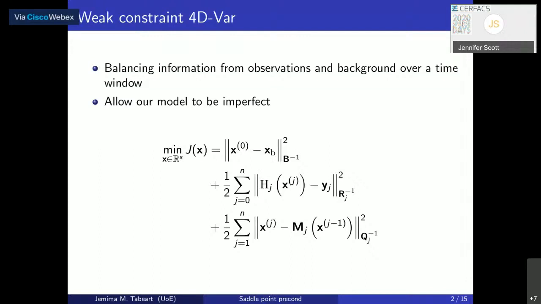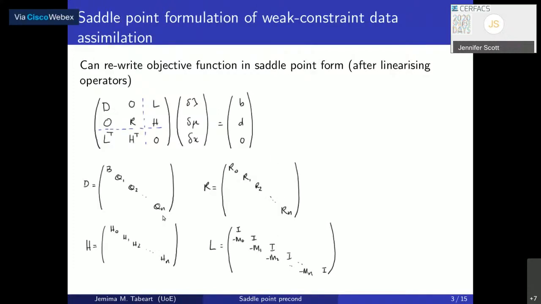So in anticipation of this, I don't really have that much motivation because I'm looking at the same problem that Yeva's looking at. So we're in the weak constraint 4D-Var case. I want to balance information with observations and background over a time window, and I'm allowing my model to be imperfect. So this is exactly the inexact constraint, the weak constraint objective function that we just saw. And skipping out some intermediate steps, we obtain the same saddle point formulation that Yeva just presented.